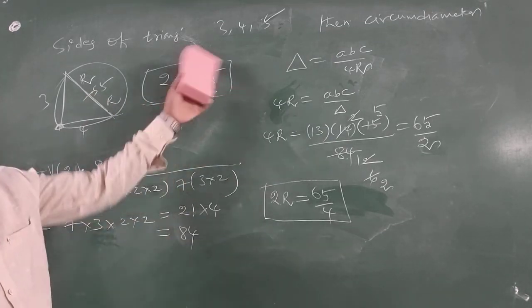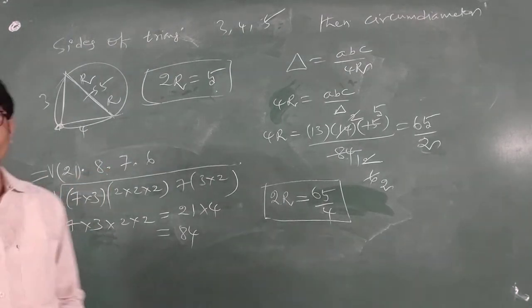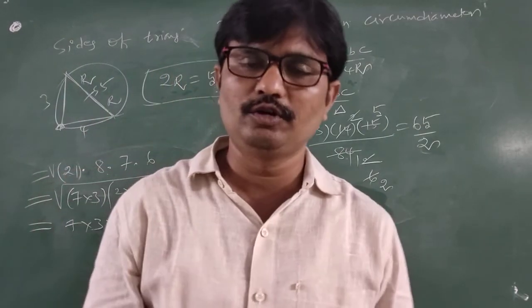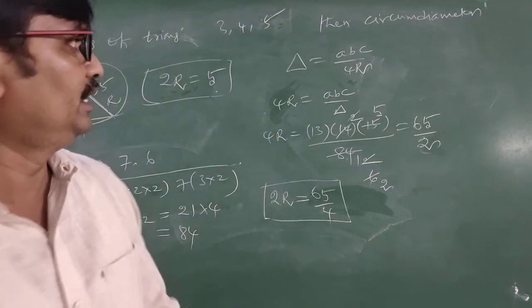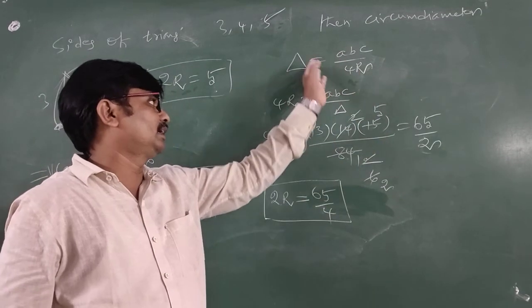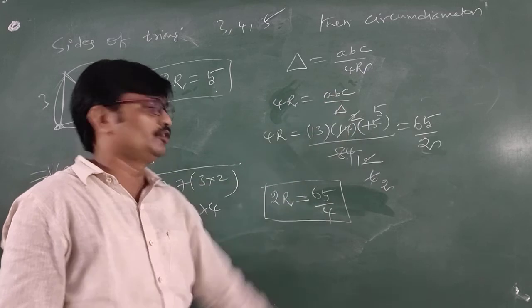When it is a scalene triangle, undoubtedly first we have to find the delta by taking the square root of s into s minus a into s minus b into s minus c. After that, delta equals abc by 4R. Then we can just interchange delta and 4R: 4R equals abc by delta.